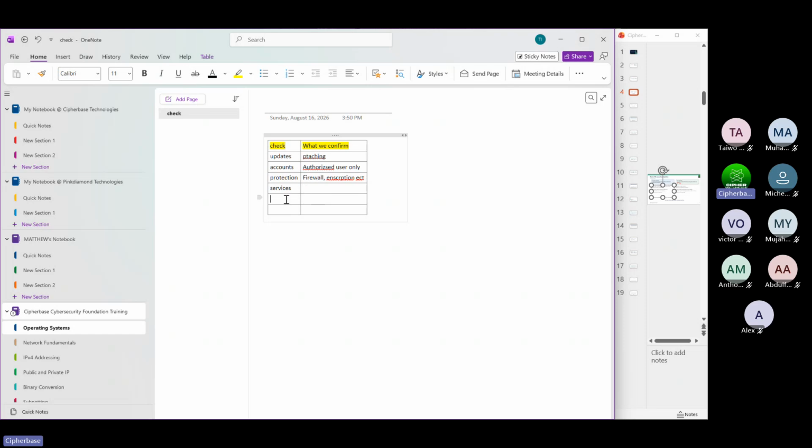Then the last one here that is very important is logs. We talk about logs and backup. That's the last thing here that we need to understand. Under logs and backup, we need to confirm that important events are recorded and that recovery copies exist, because backing up is very important. For example, I talk about event logs. Event logs are where we monitor what is going on in all our devices.